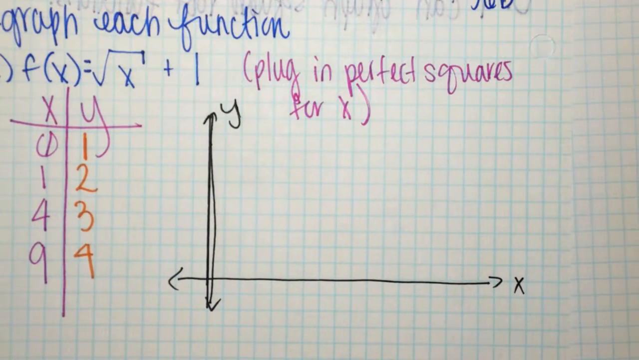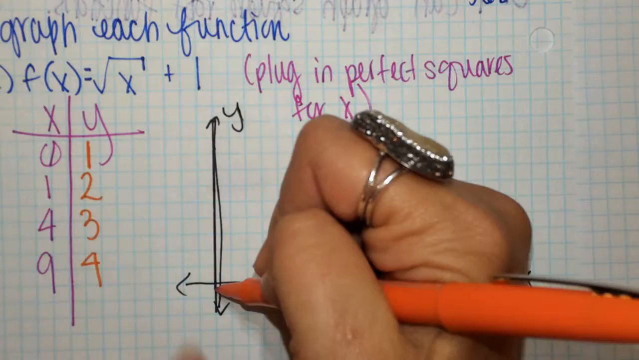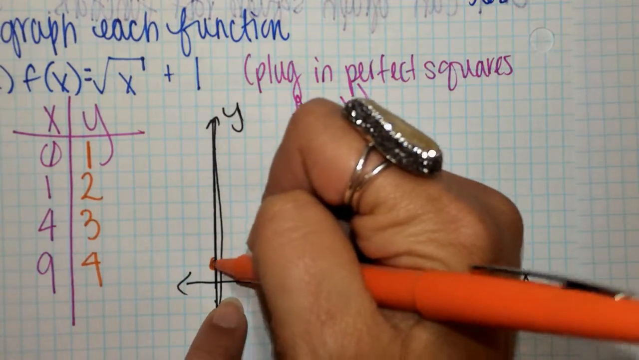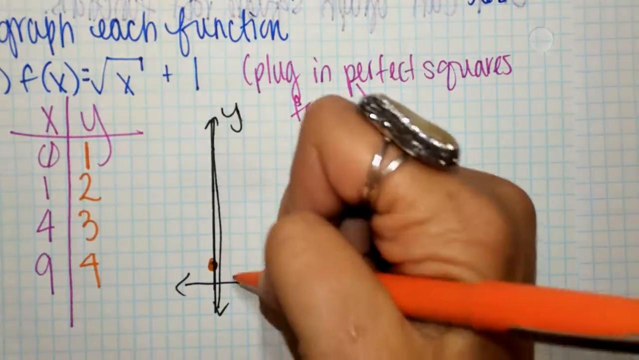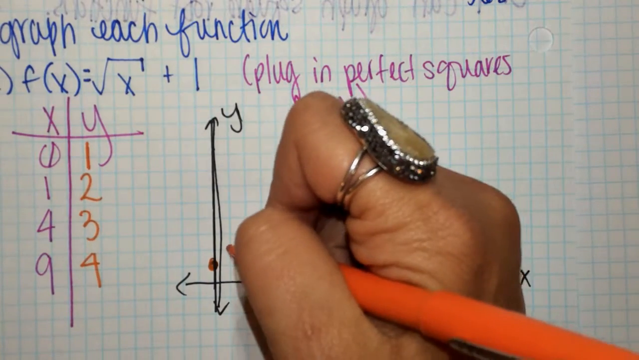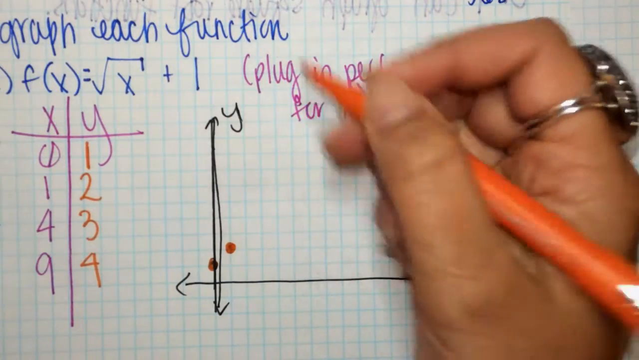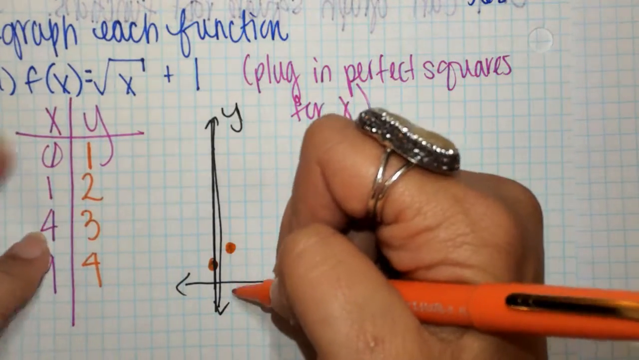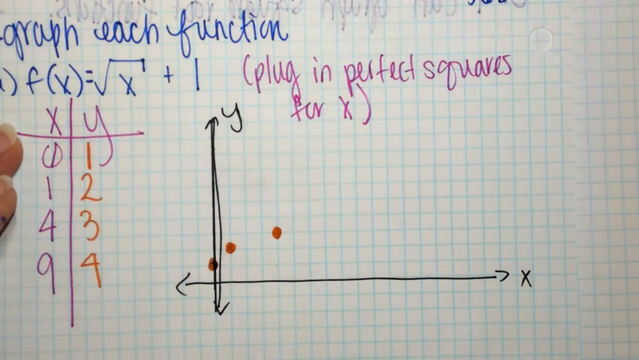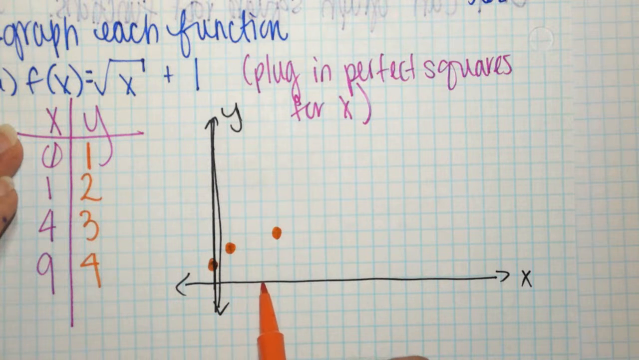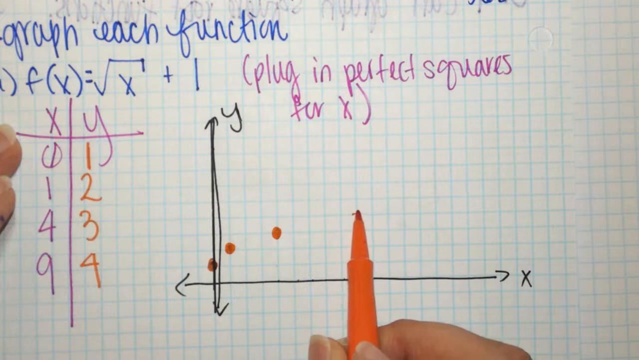Alright, so our first point is 0, 1. So we start at the origin and we go up 1. Alright, where's our next point? So I go right 1 up 2. And then what do I do? Right 4 up 3. 1, 2, 3, 4 up 1, 2, 3. And then what do I do? 6, 7, 8, 9, 1, 2, 3.